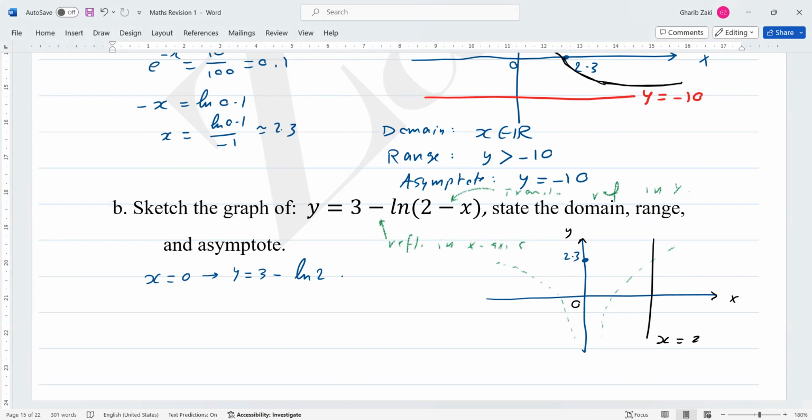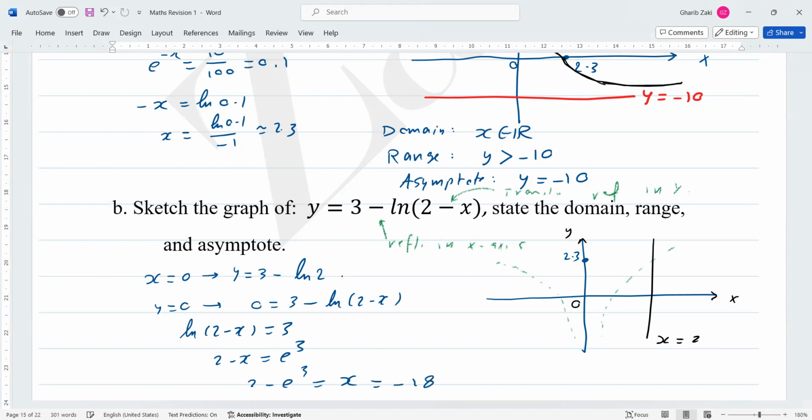We need the point of intersection with the x-axis. So put y equals 0. So 0 equals 3 minus ln(2 minus x). Then ln(2 minus x) equals 3. 2 minus x equals e power 3. Rearrange: 2 minus e power 3 equals x. 2 minus e power 3, the answer is negative 18. Then the point of intersection is negative 18.